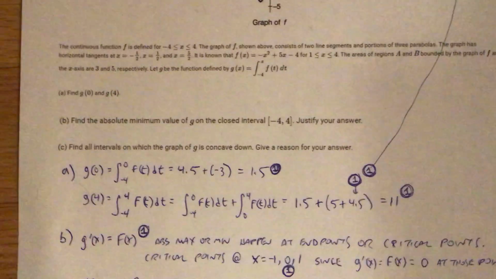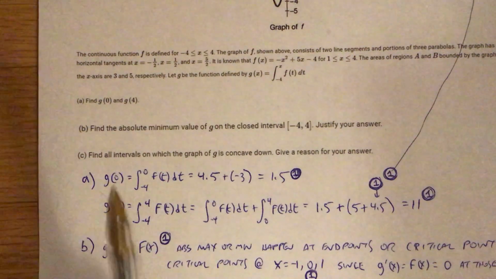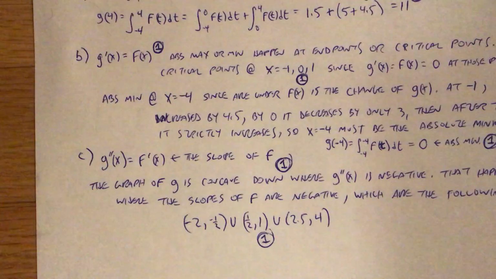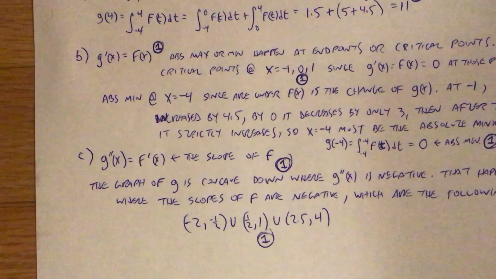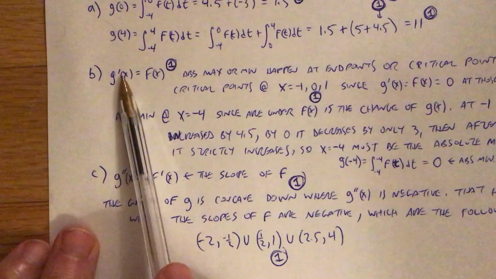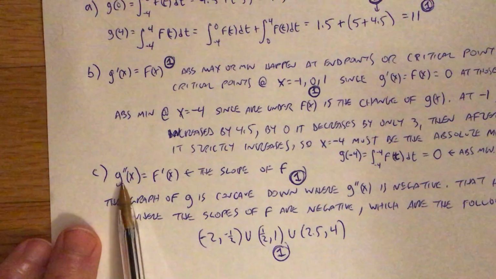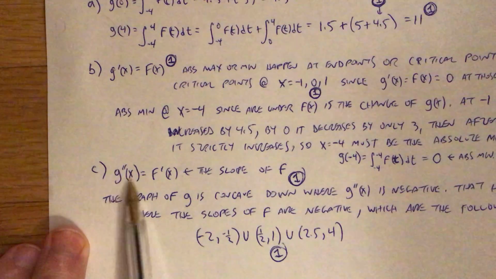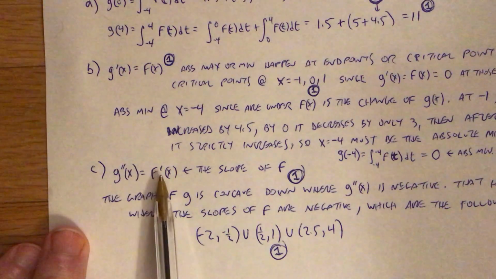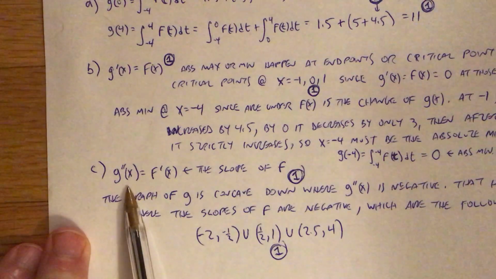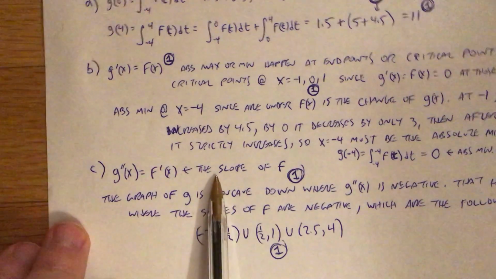So that's involved. Last part is, where's the concave down? Mentioned that's going to be where the second derivative is negative. So I need the second derivative of g. Well, using what I mentioned up here, if the derivative of g is f, the second derivative of g is the first derivative of f. So how am I going to know about the second derivative of g? I'm going to look at the derivative of f, which is the slopes of f. So the slopes of f are going to tell me about the second derivative.